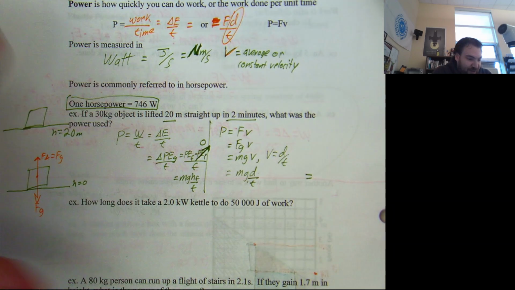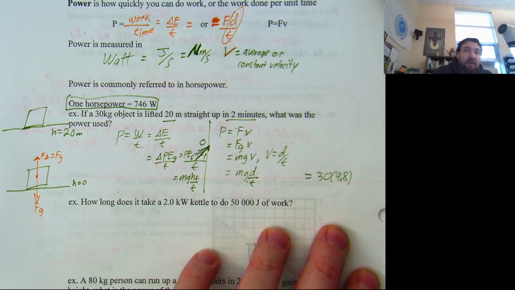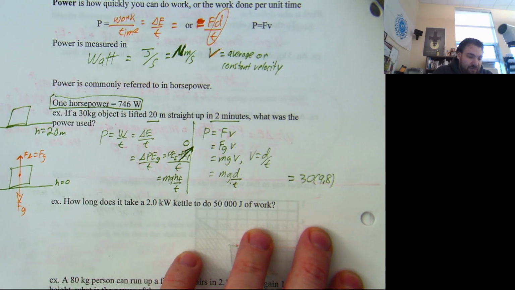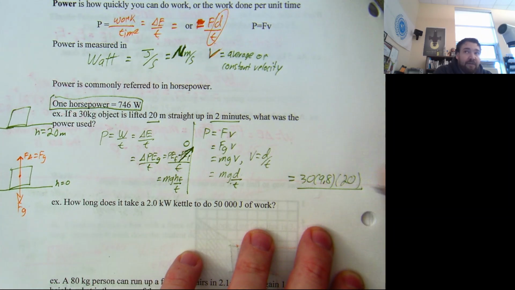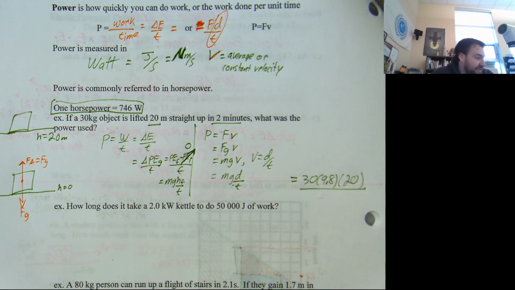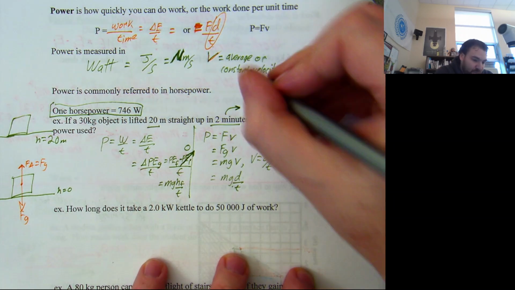So this is just going to equal the 30 kilogram box times the 9.8 acceleration due to gravity times the 20 meters the thing was moved divided by time, which always needs to be in seconds. So 2 minutes is actually how many seconds? 120.